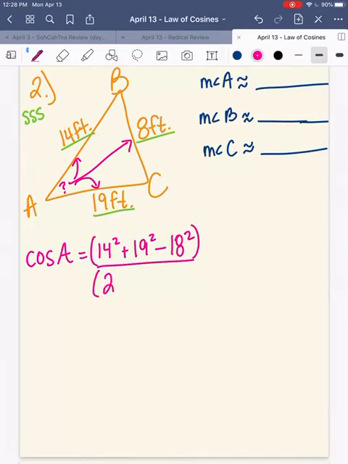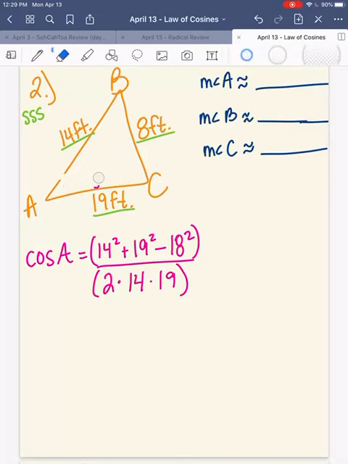And then 2 times the first 2 numbers. Okay? Does that kind of make sense? So I did the 2 on either side of it, and then I did subtract the one across from it. And then in the denominator, 2 times the first 2 numbers, like the ones on either side of the angle you're looking for. Okay? We'll do it again with B or C.